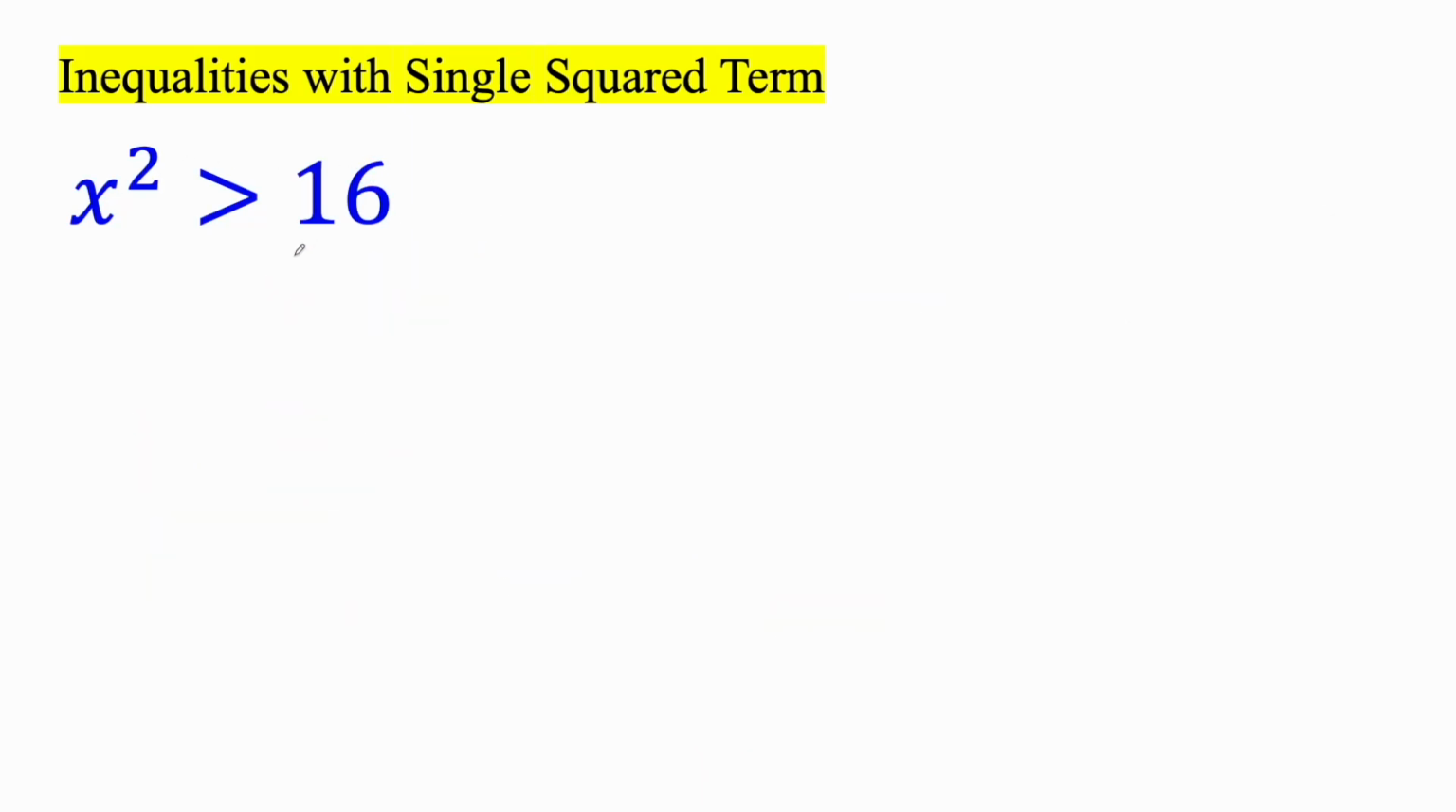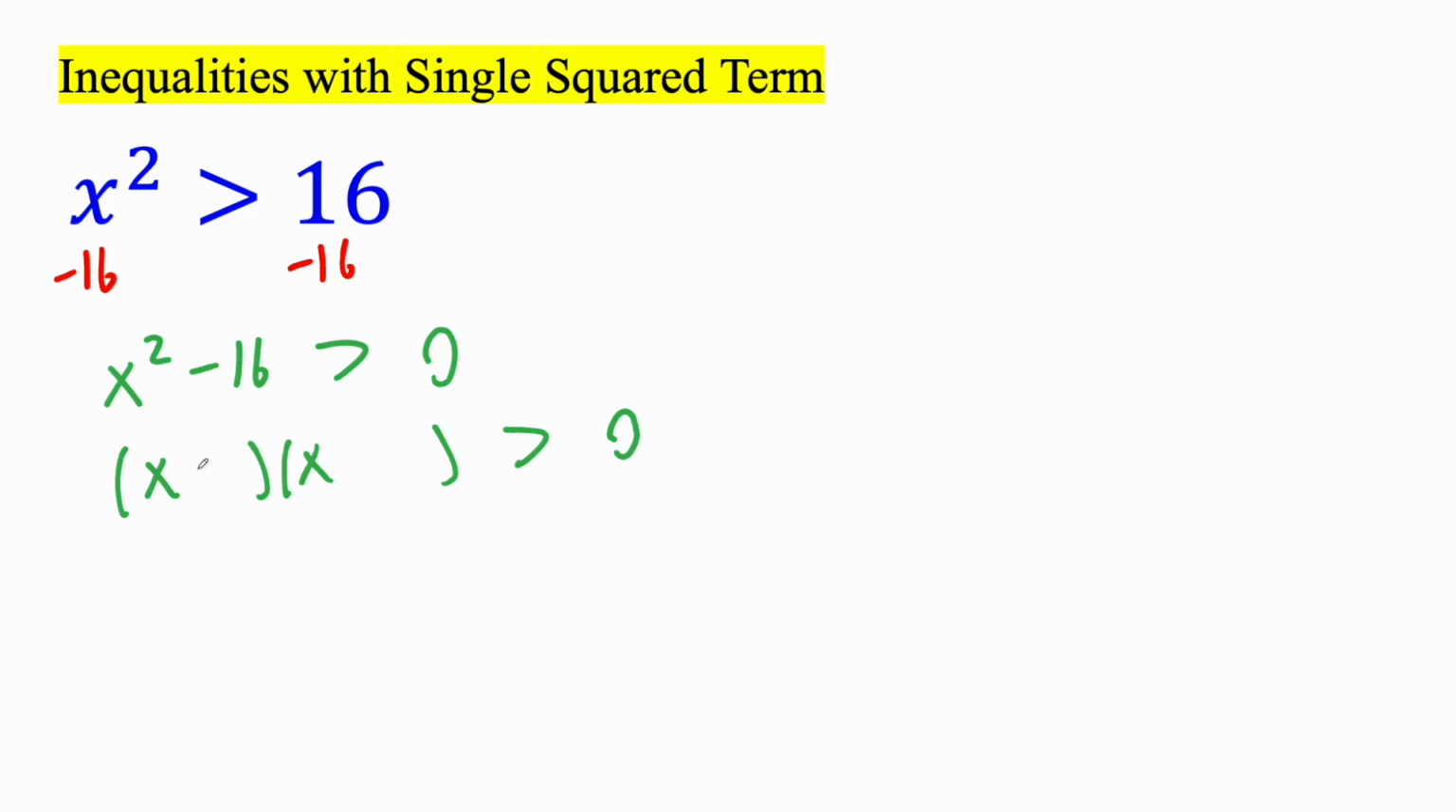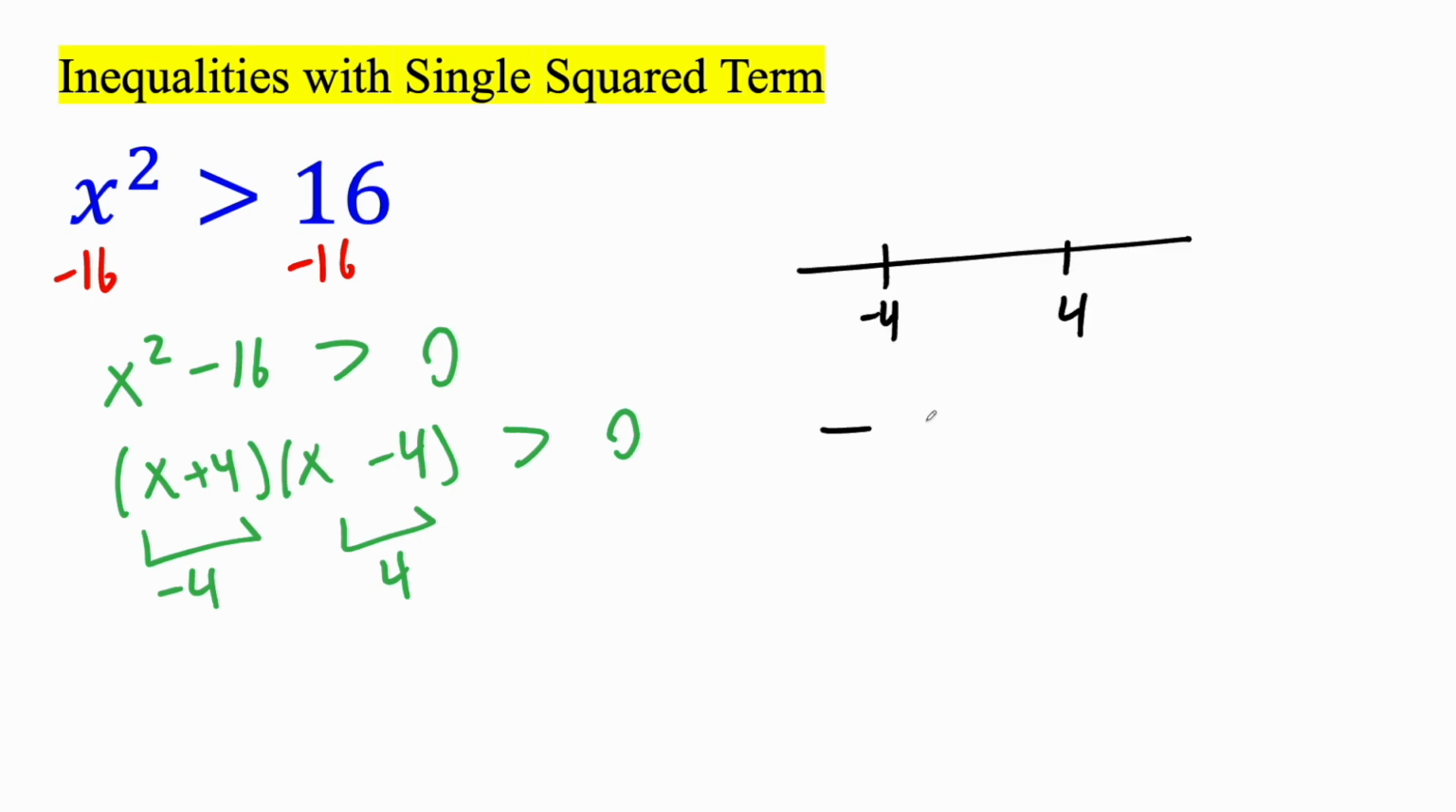Now we can solve this problem the other way, minus 16 minus 16. And so we get x squared minus 16 is greater than 0. If we then factor, we get x plus 4 times x minus 4 is greater than 0. So our two critical points will be negative 4 and 4. Because at these 2 points, if you plug into this equation, you get 0, which is neither positive or negative. Then we'll draw a little sketch. We got negative 4 and we got 4. Then we'll draw our table.